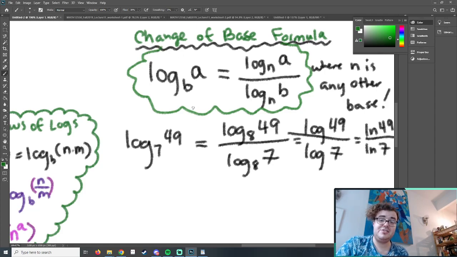Especially if you want to use your calculators to evaluate logarithms, you need this formula. Again, this just says n, it can be any other base you want. If you want to calculate log base b of a, you just do log base something of a over log base that same thing of b.